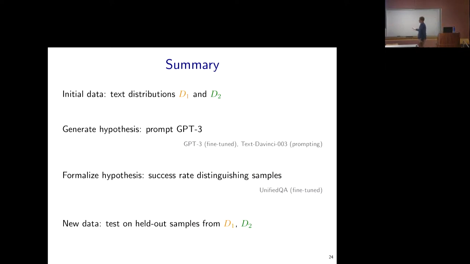All right, so in summary, we did this same 4-step process. We had this initial data where we had these two text distributions. We generated a hypothesis by prompting GPT-3, formalized the hypothesis as the success rate on distinguishing samples, and then here the new data was just held-out samples to test that the hypothesis was in fact true.